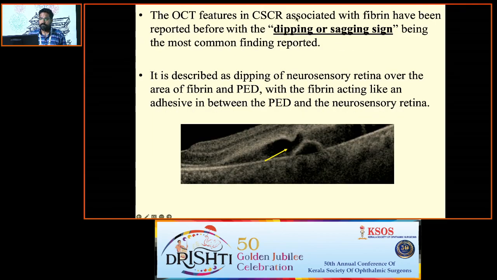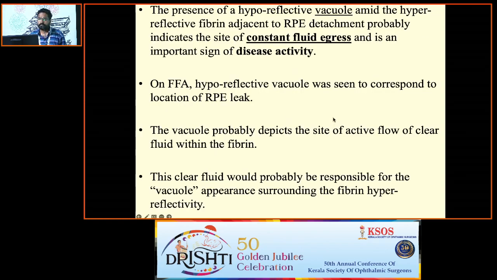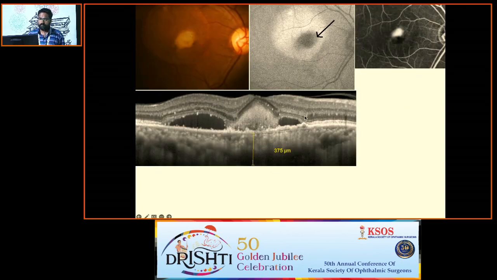The OCT features in fibrinous CSCR clearly show a dipping or sagging sign, that is a tent-like depression in the neurosensory retina between the retinal pigment epithelium and the fibrinous material, and they basically act like a cushioning effect, like adhesive between this PED and the neurosensory retina. The presence of the vacuole sign, as I told you, indicates sites of constant fluid egress, and on FFA they correspond to areas of RPE leak. This is another example of a patient with fibrinous CSCR in which subretinal hyperreflective material can be seen over here.